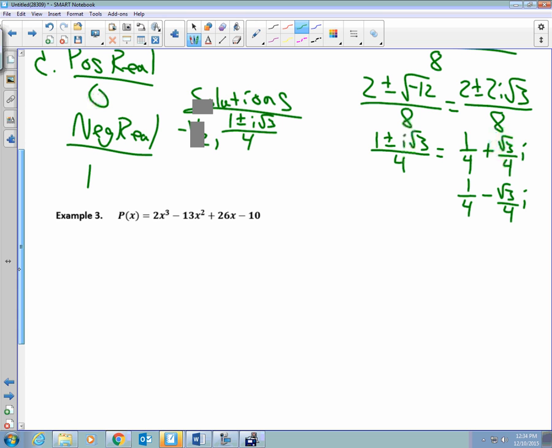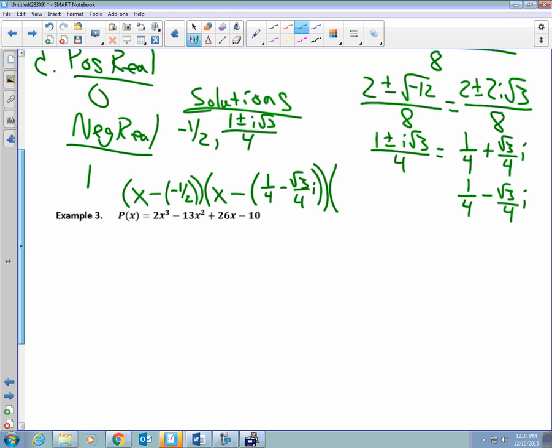As you can see, you have one that is real. It is negative as we predicted. And you have two that are imaginary. I'm now going to write it in factored form. X minus negative 1/2 times x minus 1/4 minus the root of 3 over 4i times x minus, it's always x minus.